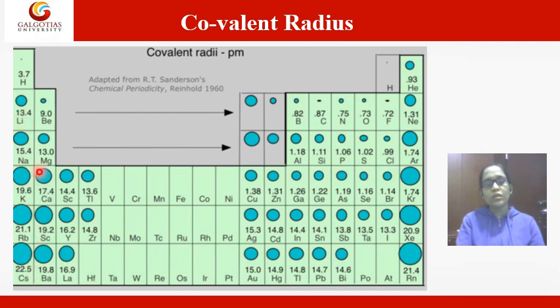But when you are going across a period, what will you see? The covalent radius decreases. It decreases up to the group VIIA elements, the halogens, but for the noble gases or inert gases, the covalent radius is higher in comparison to other elements in the same period. So covalent radius increases in a group and decreases in a period.